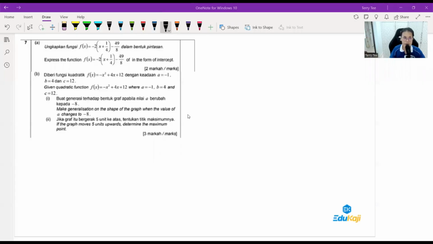Okay, question number 7a. This is from Form 4, chapter 2, quadratic function. Take note there are a few mistakes in the question. Number one, this is supposed to be a square. It's a quadratic function, and this is supposed to be a plus. Otherwise, it would be a linear function. And if it's a minus, then it will not intersect, if your a is less than 0, right?